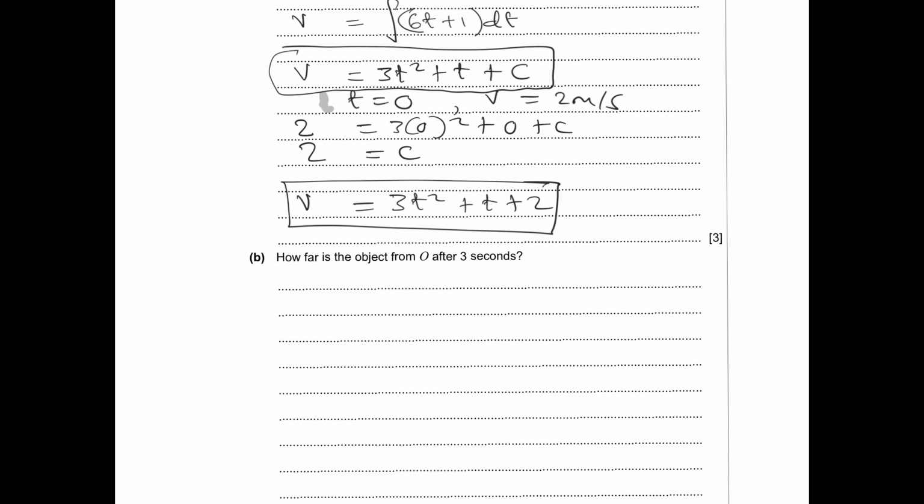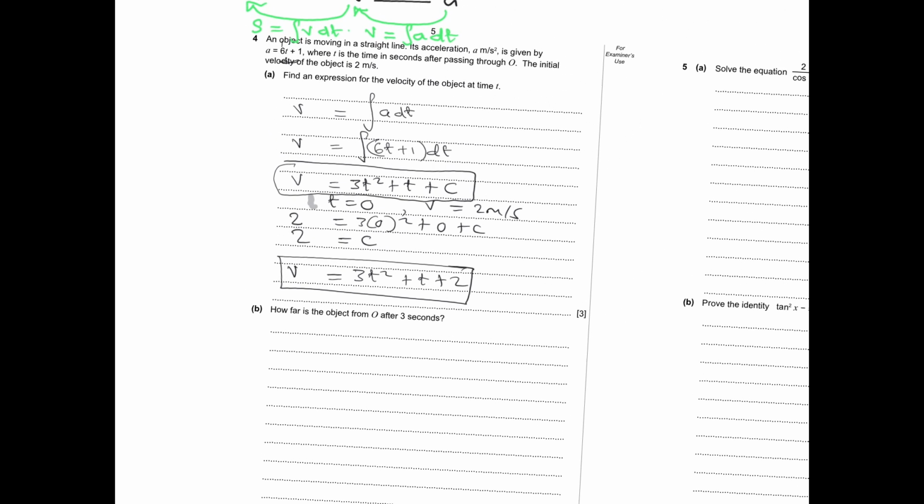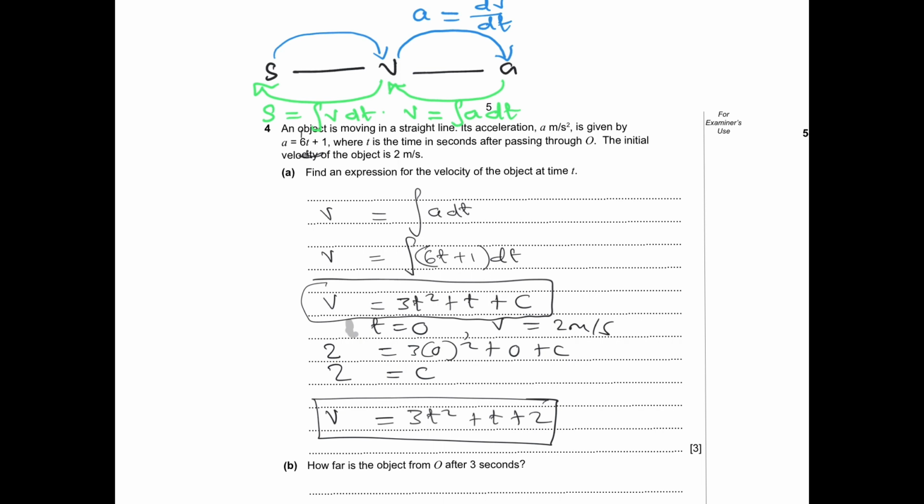Now in the B part of the question, we are asked to find how far the object is from O after 3 seconds. So that means we are looking at the distance after 3 seconds. For us to be able to get the distance, we need to find, first of all, the expression for displacement. So this is where we are. We now have the expression for velocity. So for us to get the expression for displacement, we just need to integrate. So this is what we are going to have.